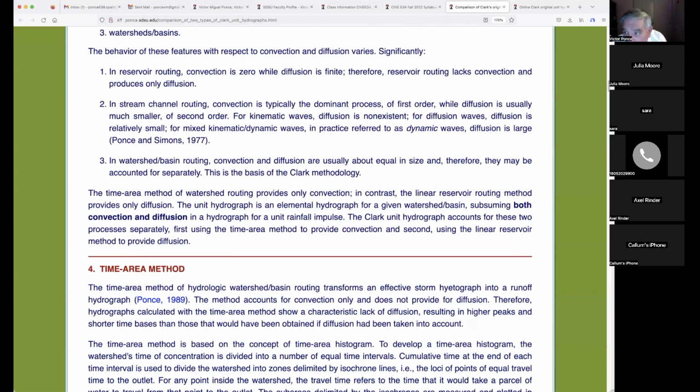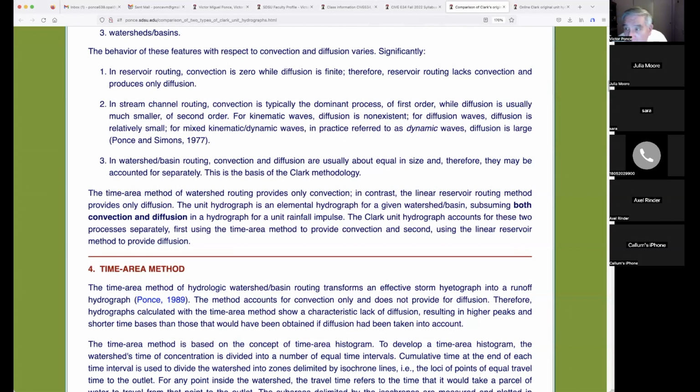So then in 1945, when Clark applied the time area method for a large watershed, which was not considered a small watershed, already in the range of thousands or hundreds of thousands of square miles, he decided to add the diffusion. He says, I can't operate this unless I put some diffusion. How much diffusion? Well, I'm going to run a linear reservoir through it. And what is the K? The K, I can find it by some gimmick, which is not actually a gimmick. It's a procedure.